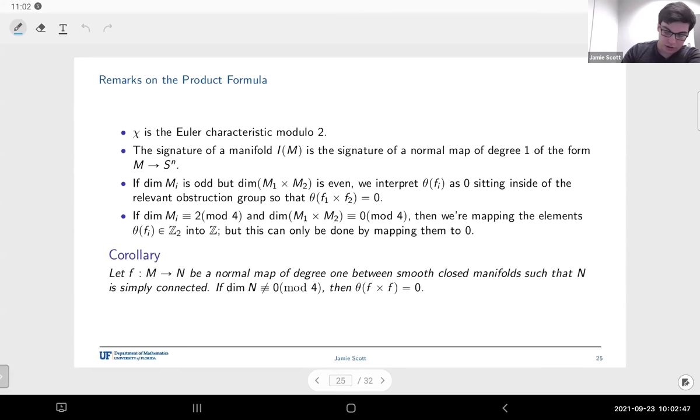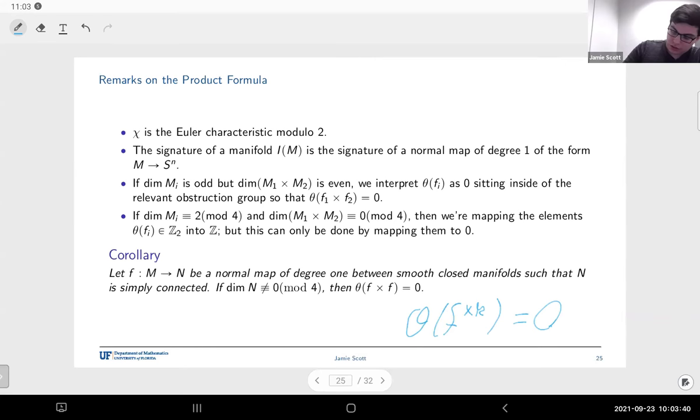And so a corollary of this formula is if you have a normal map of degree 1 and the codomain is simply connected and the dimension is not congruent to 0 mod 4, then the surgery obstruction of that product is 0. And we can actually extend this, so that theta of the surgery obstruction of F to the k-fold product is also 0. The only time you think this might not hold is if the dimension is 2 mod 4 and k is odd. If you do the computation, because you're in dimension 2 mod 4, your Euler characteristic is even, and so the formula zeroes out.